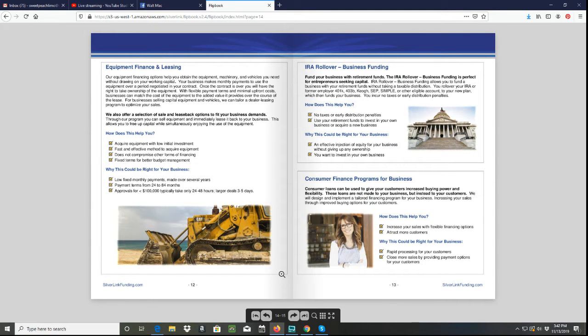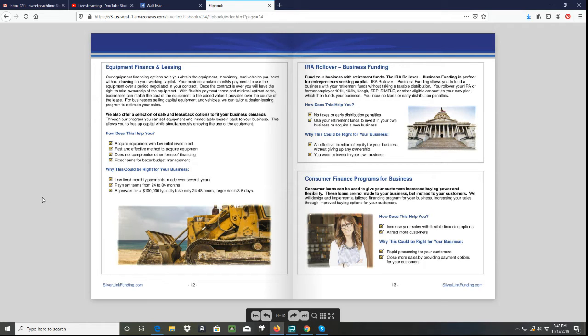Equipment finance and leasing. Equipment financing options help you obtain the equipment, machinery, and vehicles you need without drawing on your working capital. Your business makes monthly payments to use the equipment over a period negotiated in your contract. Once the contract is over, you will have the right to take ownership of the equipment. With flexible payment terms and minimal upfront costs, businesses can match the cost of the equipment to the added value it provides over the course of the lease.